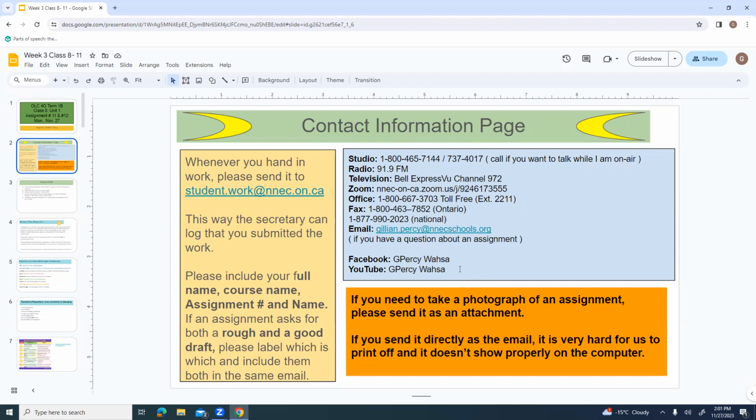capital W, AHSA. Occasionally there are assignments where you need to take a photograph of it, or if you're handwriting and want to take a photograph of it, please send it as an attachment if you do that. Don't just put it directly in the email. It's kind of hard for us to print off and it doesn't show properly on the one computer, okay? So send it as an attachment and then we're all good.